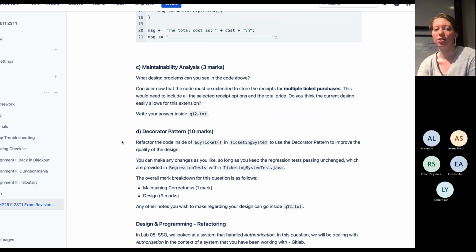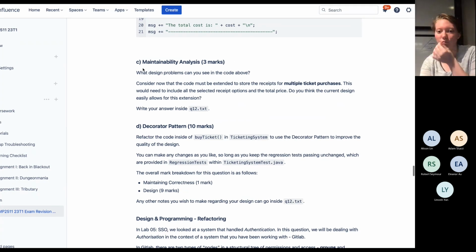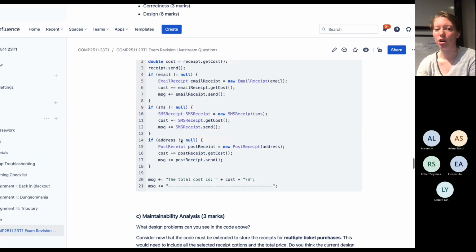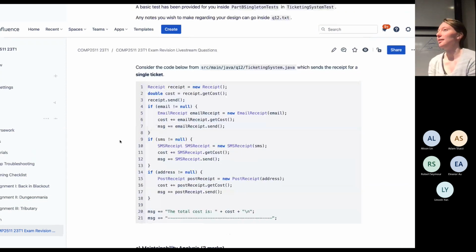So the next part is the decorator pattern. Again, this might not necessarily say go and implement the decorator pattern. It might be, okay, go and fix the problem that you would have identified in part C. So in this case, if we have a look at this code, hopefully you can immediately think, oh, okay, this is the decorator pattern because I'm just wrapping a whole bunch of extra functionality onto something that already exists, right?